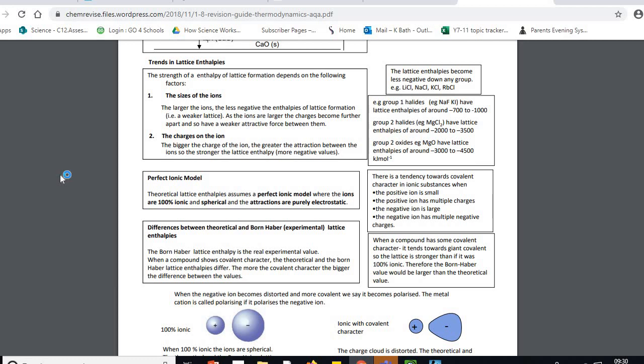So you can see on this little panel here that if I've got sodium and fluorine, sodium's a small atom, fluorine is a very electronegative atom. They have lattice enthalpies between -700 and -1000, so those are quite small negative values because of the interaction between the two.